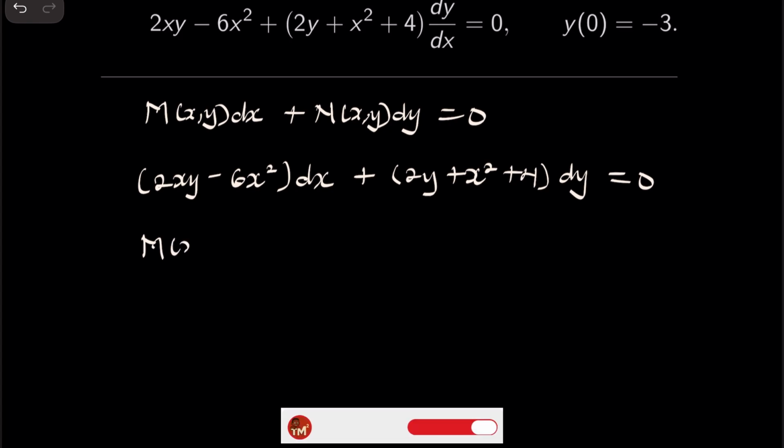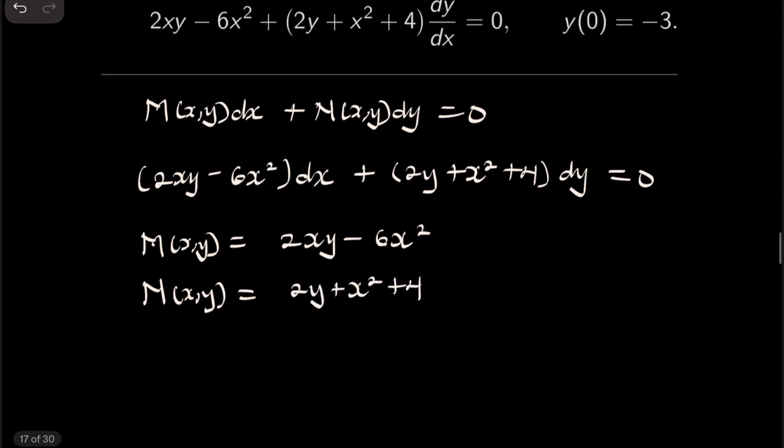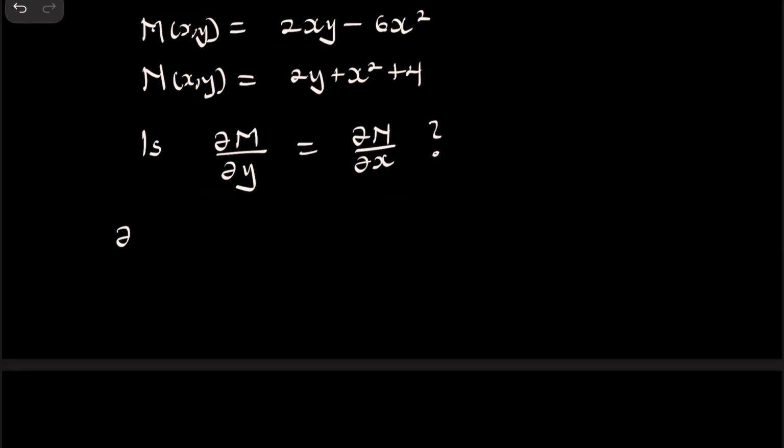And so we are going to have M(x,y) to be given as 2xy minus 6x squared and N(x,y) to be equal to 2y plus x squared plus 4. Our next step is to check if this given differential equation is exact. And so we ask ourselves, is partial of M with respect to y equal to partial of N with respect to x? Now let's differentiate M with respect to y.